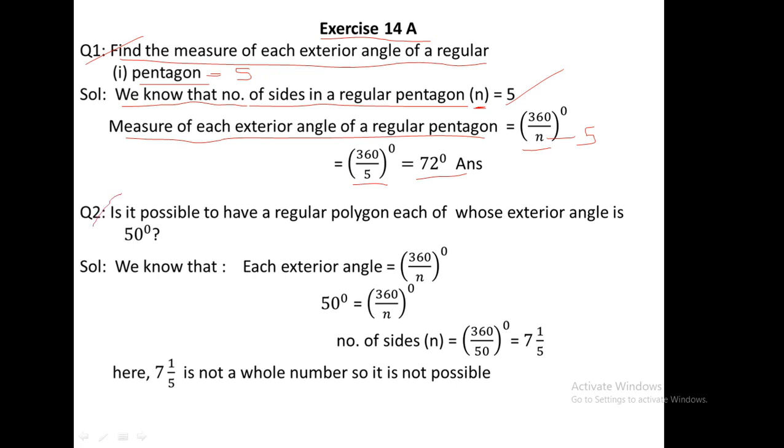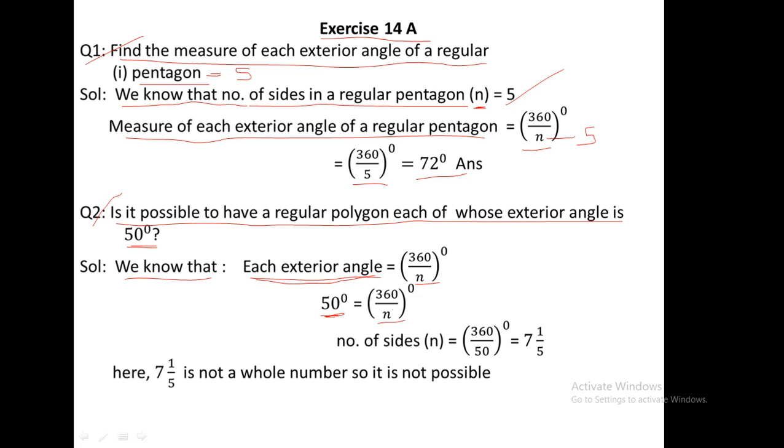Now question number 2. Question number 2 says: is it possible to have a regular polygon each of whose exterior angle is 50 degrees? So first of all we have to write the formula. We know that each exterior angle equals 360 degrees upon n. Now the exterior angle value is already given, that is 50. So we will put 50 equals 360 upon n.